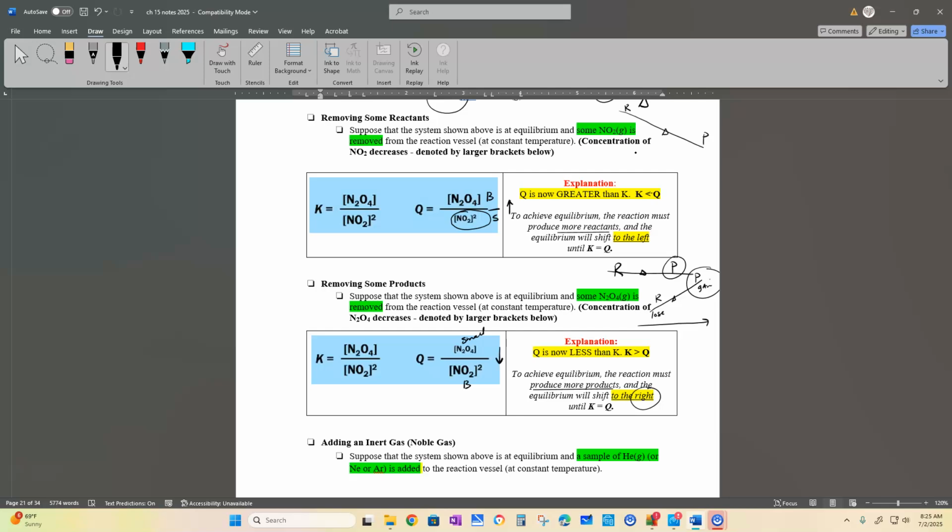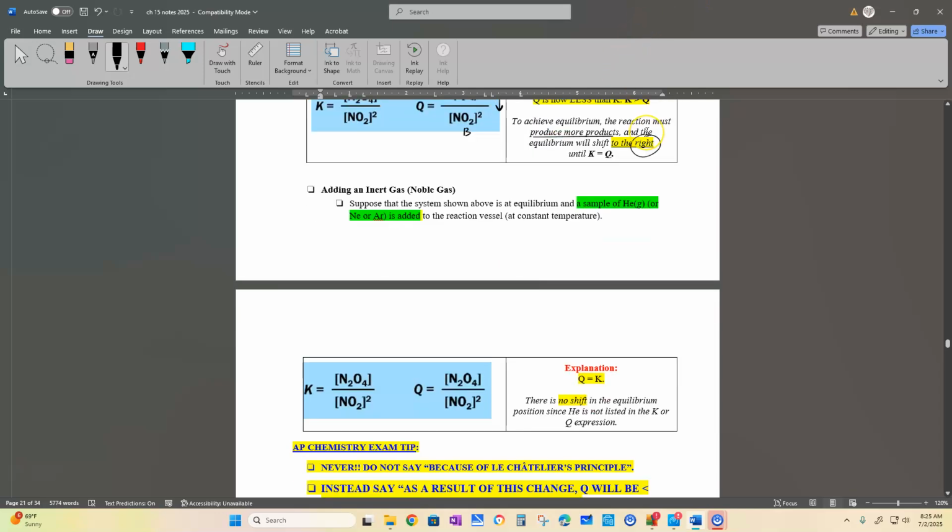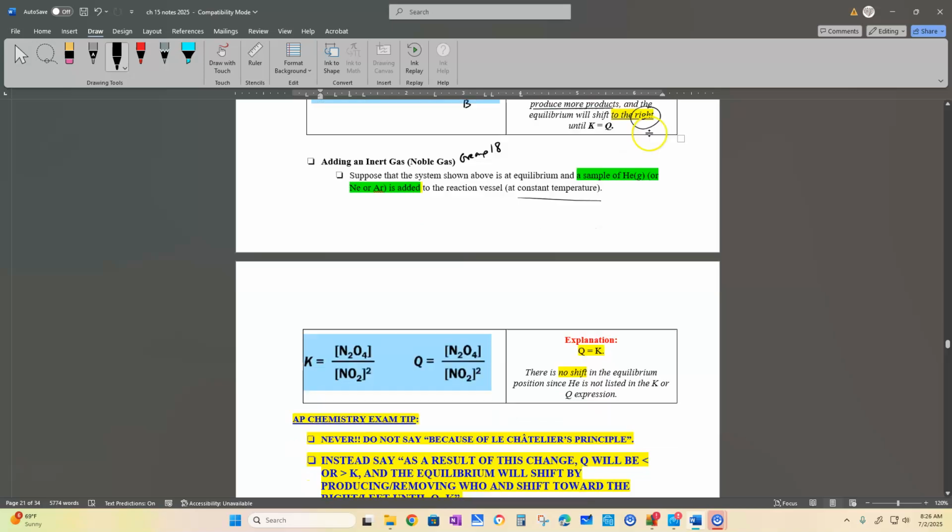Okay, use the cool trick of the arrow. What happens if AP mentions maybe just adding a random chemical? Sometimes they'll say, let's add an inert gas. An inert gas is a noble gas. So remember, this is group 18 on the periodic table. Suppose that the system shown above is at equilibrium, and a sample of He or maybe neon or argon is added at constant temperature. Well, what's going to happen?